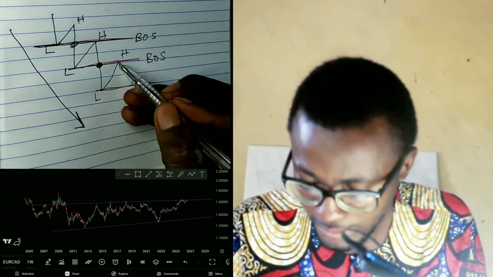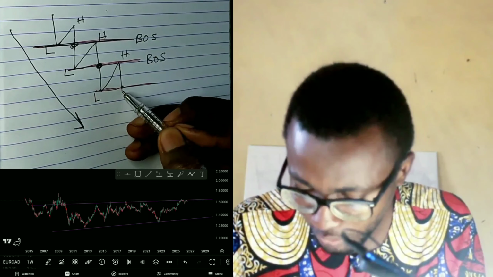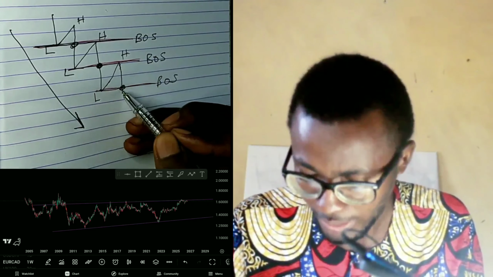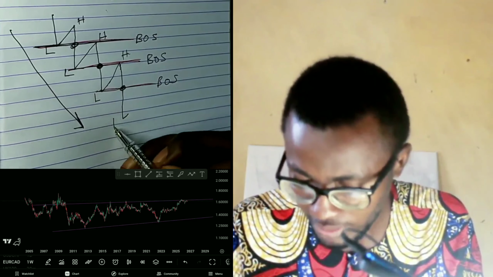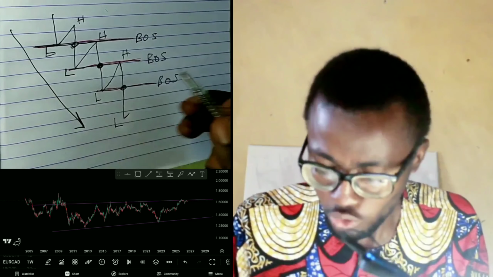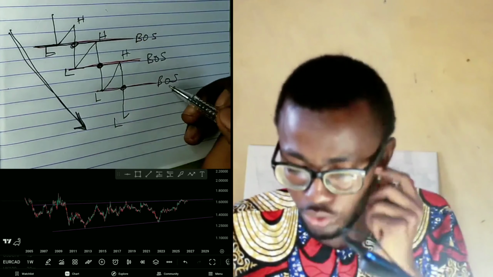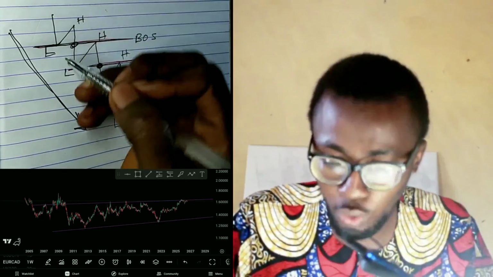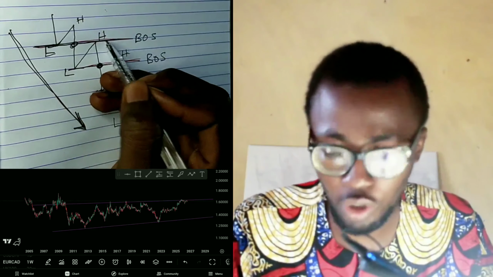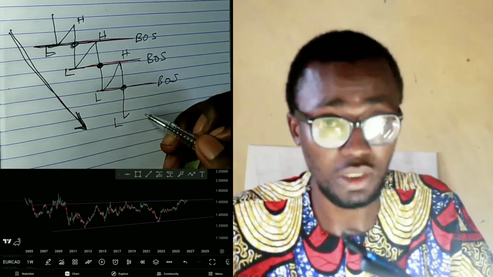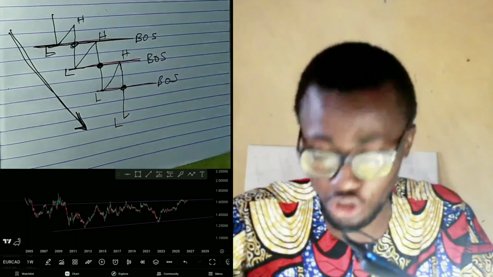Now what happened? It now came down. As it broke here, this is what they call break of what? Structure. Right? It came down. It reverses. This is a low. So this side is a low. So this is a what? A downtrend, because it's going down. So in a downtrend, when the lows are broken, it's called break of structure. But what if the high is broken? If the high is broken, it's called change of character.